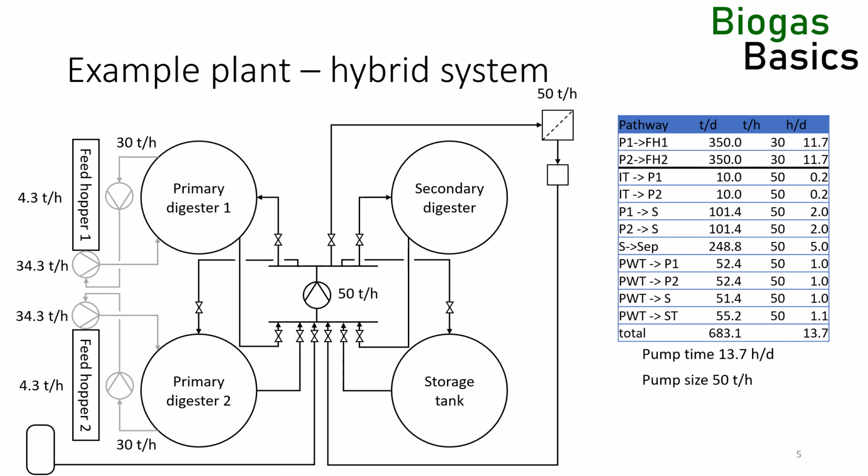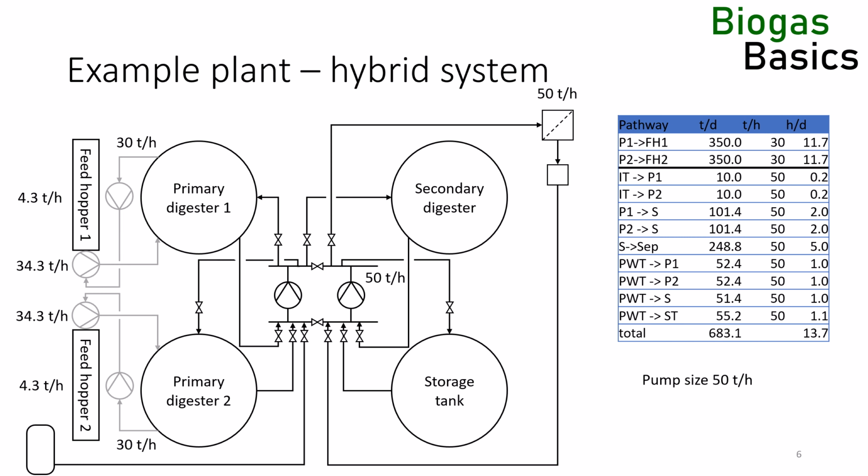Of course, it is possible to combine the 2 systems, like in the example shown here where the feeding system has dedicated dilution pumps. As a result, the central pump can become smaller, here 50 tons per hour, but the plant retains most attributes of the central pumping system.